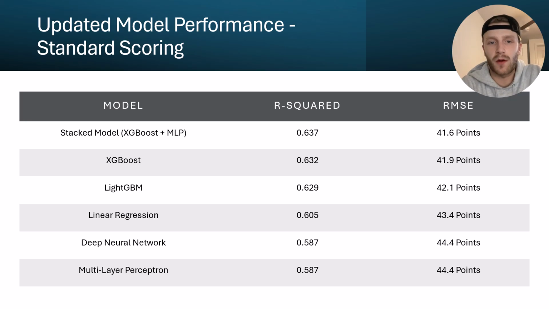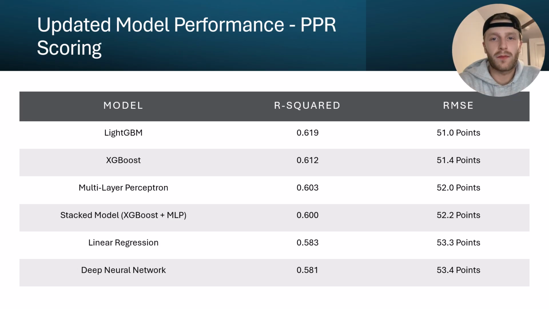Our best performing model was our stacked model that included XGBoost and a multilayer perceptron, and interestingly, our worst performing models were our multilayer perceptron on its own, along with the deep neural network. These two models were expected to be our best performing, which was just an interesting takeaway. For our updated models, we're seeing predictions that are between 41 and 45 fantasy points off on average.